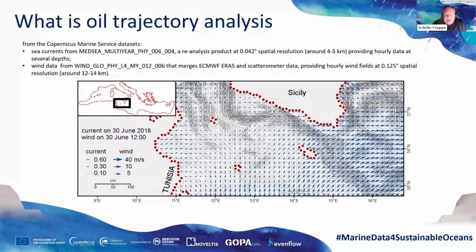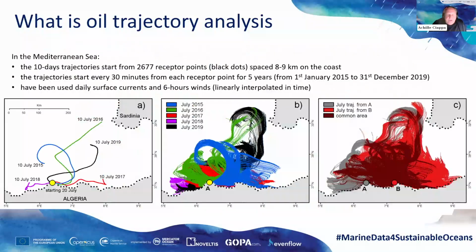In this application to the Mediterranean Sea, I used sea surface current from these two data sets. And the technique of reverse modeling has been applied for each one of these red dots on the coast of the Mediterranean Sea. And this is an example of application.